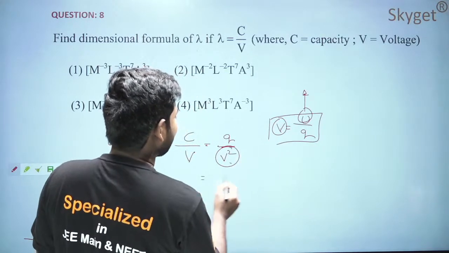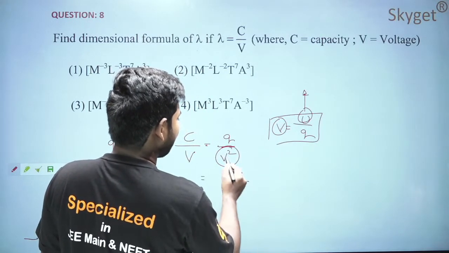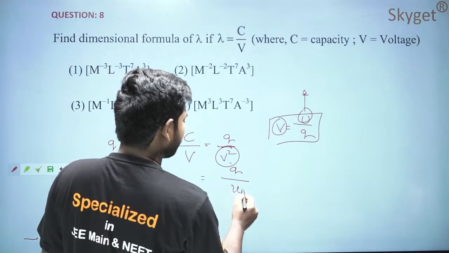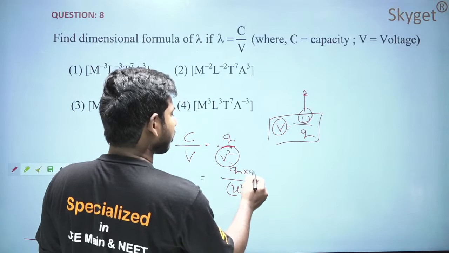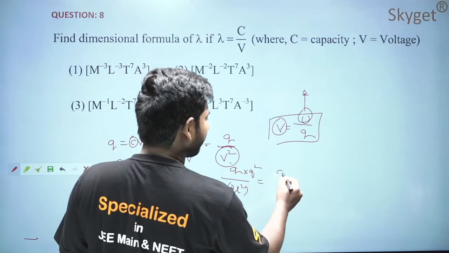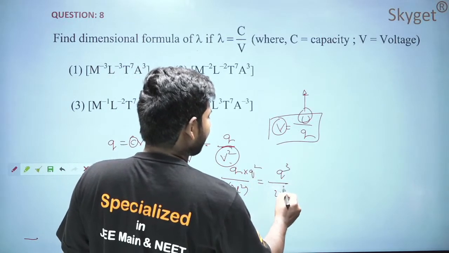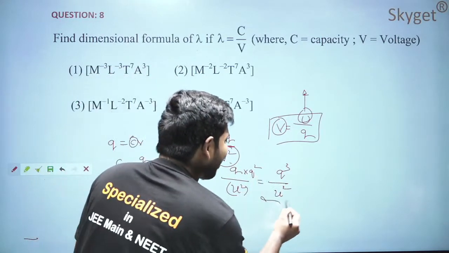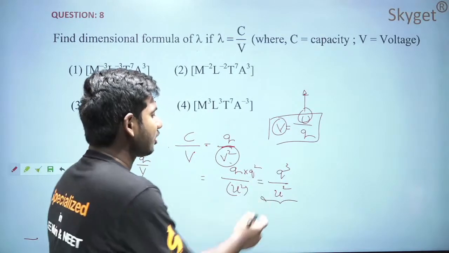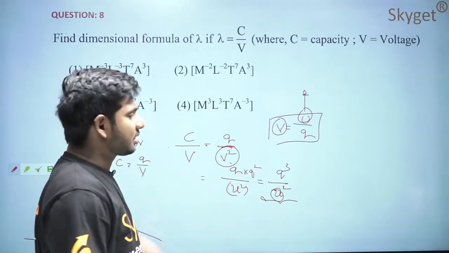So Q by V square can be written as u square by q square. Then the q square, if it goes to the topmost point, will become q cube. So q cube by u square is the answer. That's almost the final step of the answer, because you know units, you know q's units very easily.